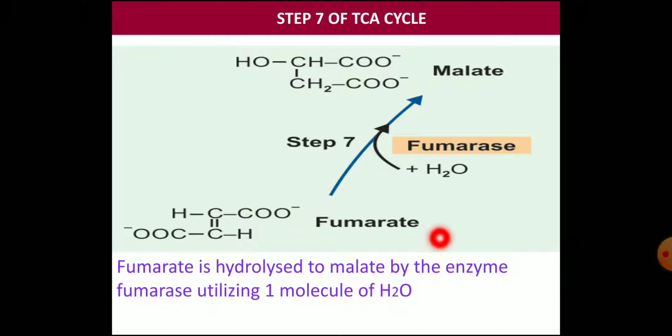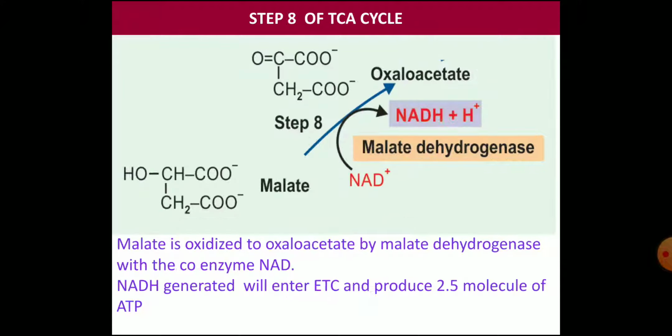Fumarate is hydrolyzed to malate by the enzyme fumarase utilizing 1 molecule of water. So this is a simple reaction, where the fumarate is converted to malate. The eighth step, or the final step, is where the malate is converted to oxaloacetate by malate dehydrogenase enzyme.